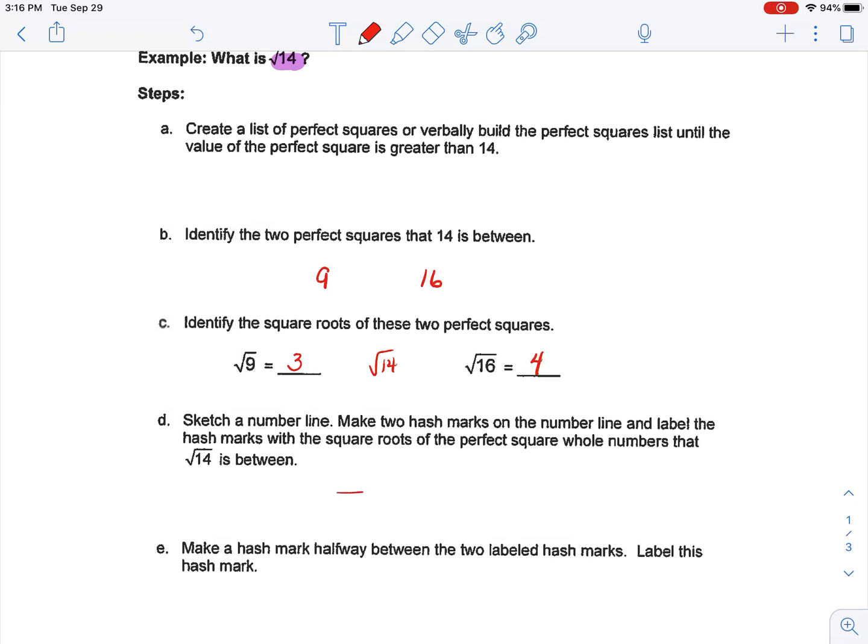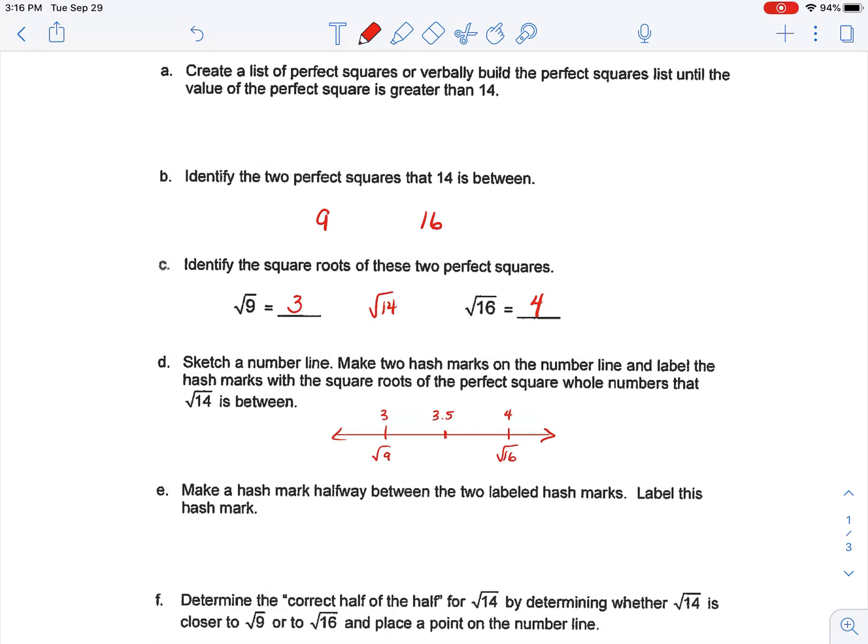So we're going to create a number line. On the number line, we're going to put the square root of 9 and the square root of 16, which we know are 3 and 4. Halfway in between 3 and 4 is 3.5. We need to figure out, is the square root of 14 on the right side of 3.5, so is it between 3.5 and 4? Or is it on the left side of 3.5, somewhere between 3 and 3.5?